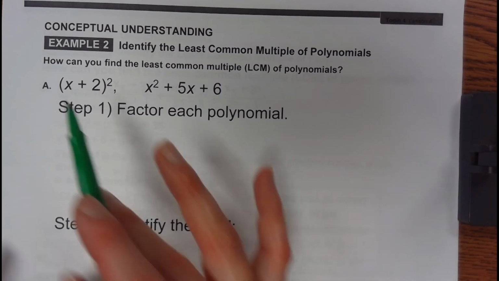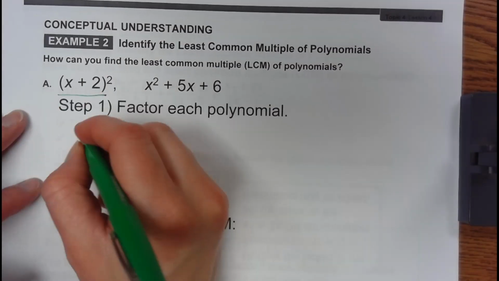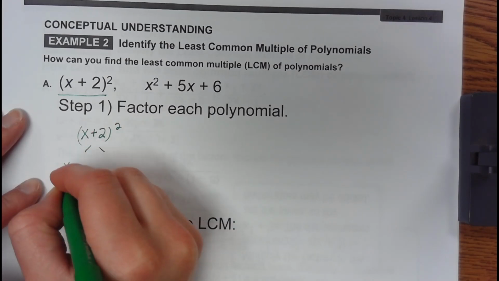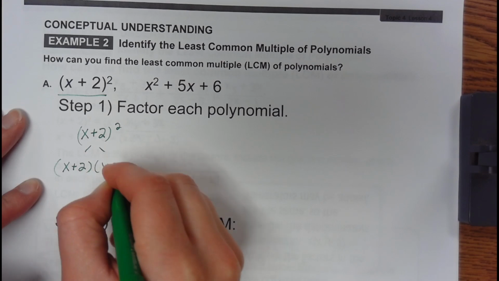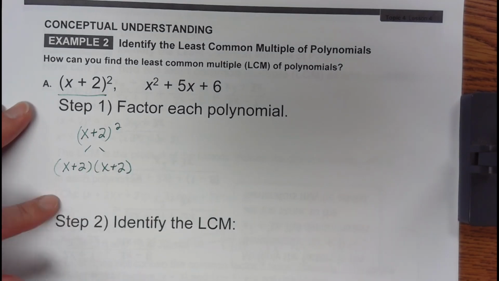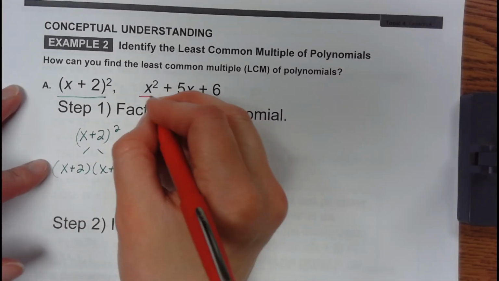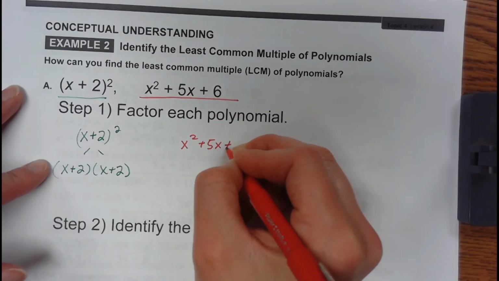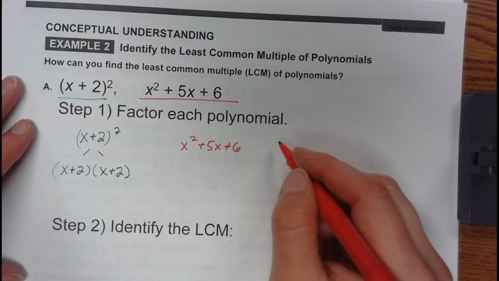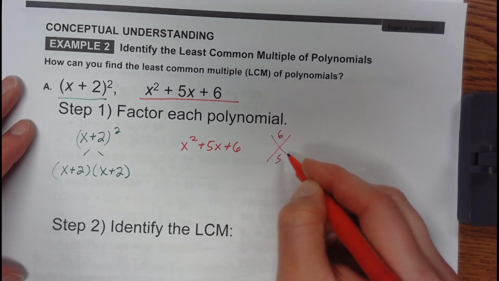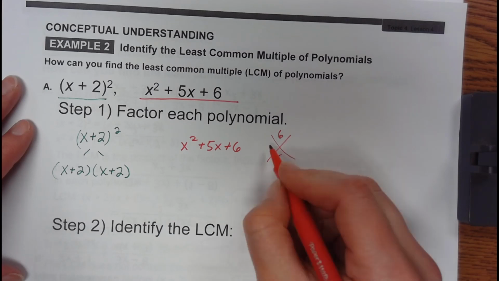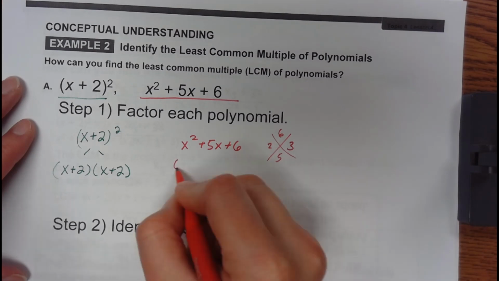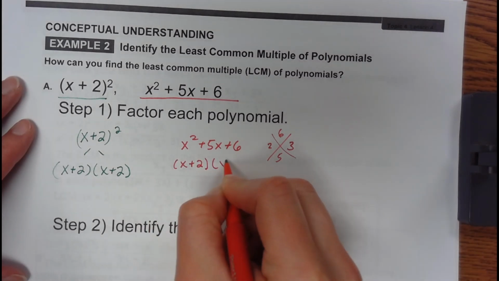Okay, so this first one, if we factor this, I want you to think of this as there are actually two of them there. If we factor this, regardless of how you need to do it, what multiplies to 6 and adds up to 5? That gives us 2 and 3. And so we would have x plus 2, x plus 3.